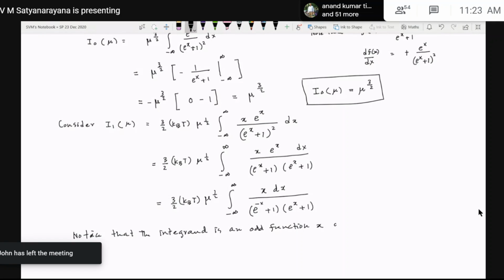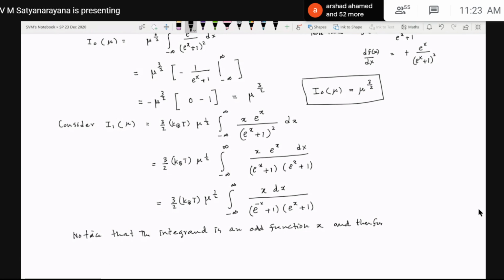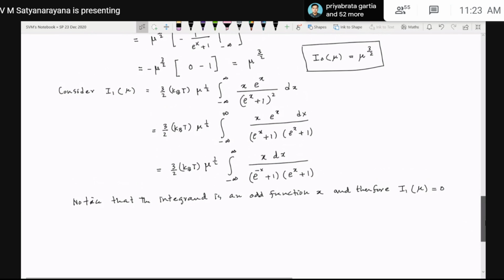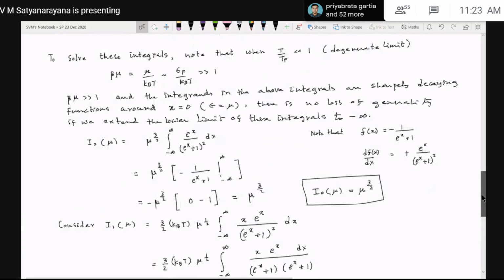And therefore your I1 of mu is 0. So this is a simple trick: by looking at the expression, initially it doesn't appear like an odd function, but by doing a little bit of analysis, you can recognize that this is an odd function.